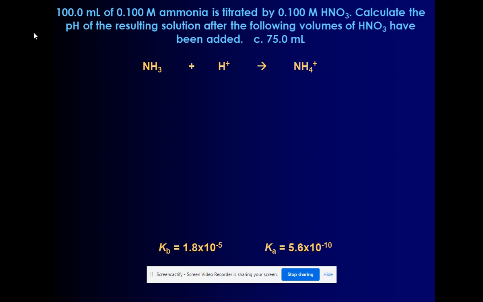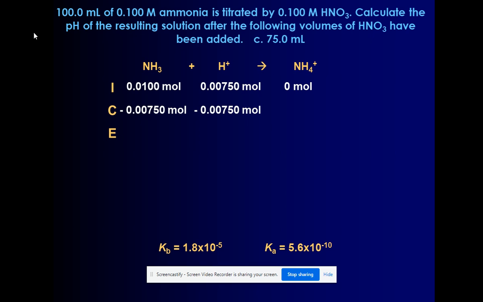In part C, we're going to still be in the buffer range, but we're going to be past that halfway point. We'll find the moles again like we've done previously using the volume and the molarity of the two components being mixed together. This time the hydrogen ions are still our limiting reactant because we still have a smaller amount of them present. So that's the amount that's going to be taken away from both reactants, and that's the amount that's going to be added to our product.